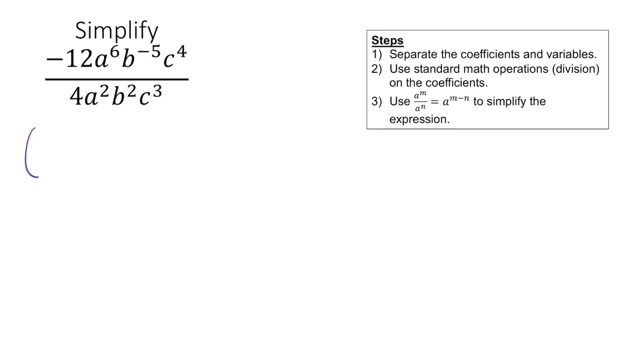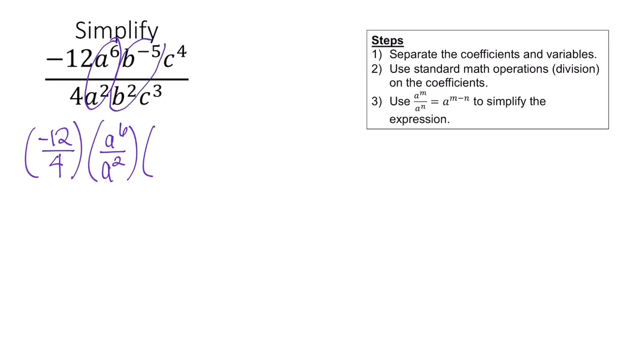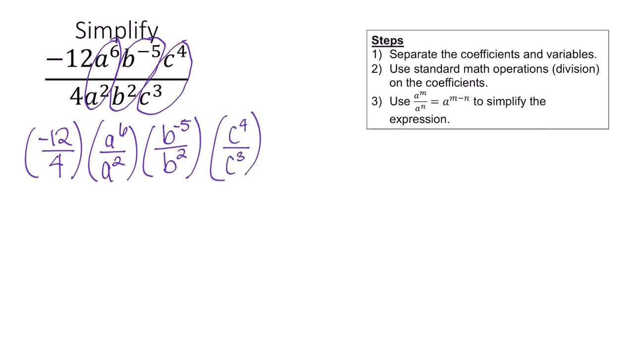So once again, I'm going to pull out the coefficients, right? So I have 12 over 4. And then I'm going to put the a terms together. Okay, so we have a to the 6th over a squared. Then I put the b terms together, okay? So we have b to the negative fifth over b squared. And then we have c to the fourth over c to the third. Okay, so we separated everything out.